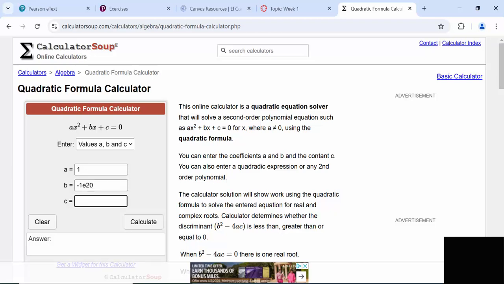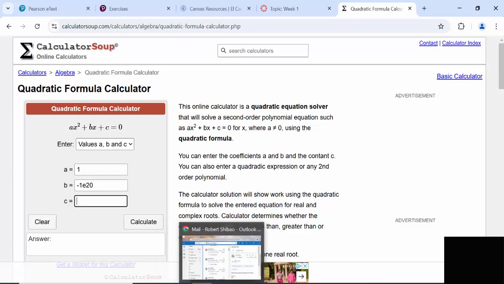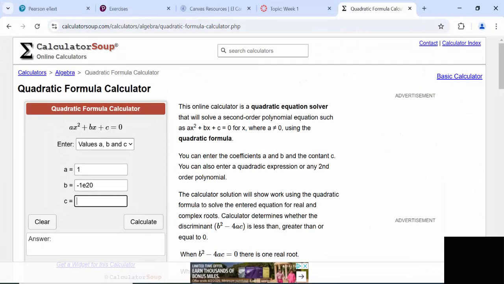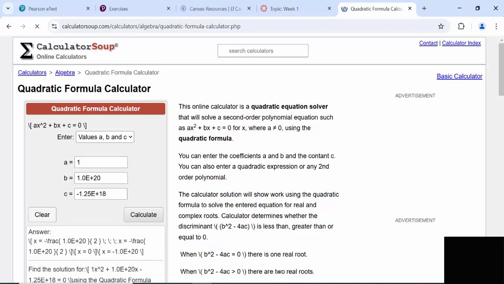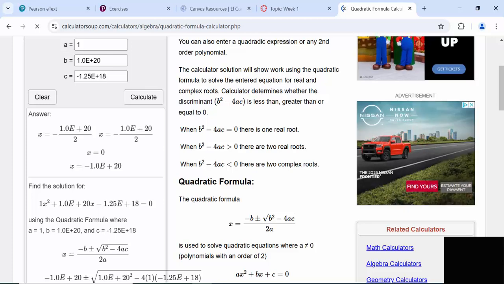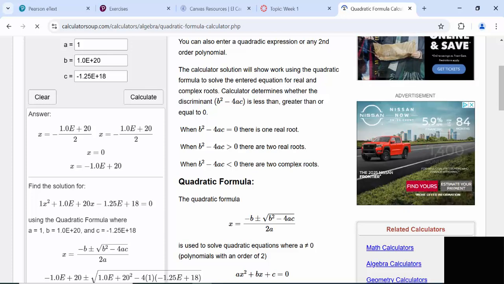Is that right? C is what? C is, oh no, positive. C is 1.25 times 10 to the 18 negative. Negative 1.25 times 10 to the 18. So for these calculators, we use E for scientific notation and then calculate. So my answer comes, I get two answers. X is equal to 0 or X is equal to negative 1 times 10 to the 20th.